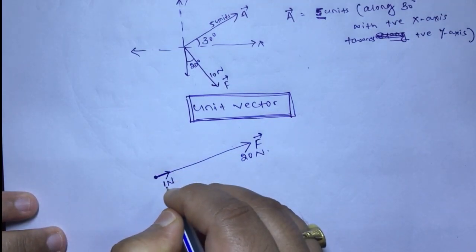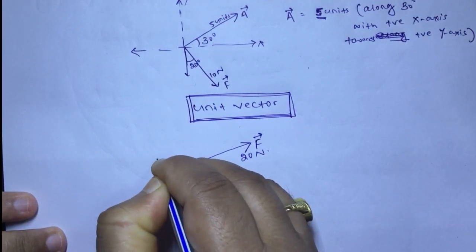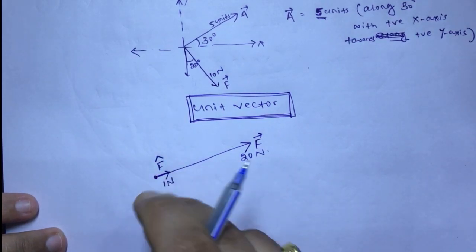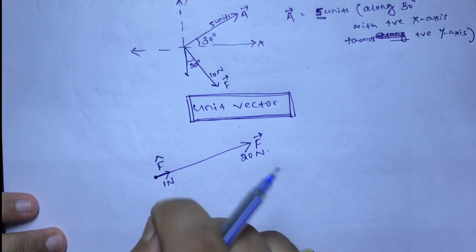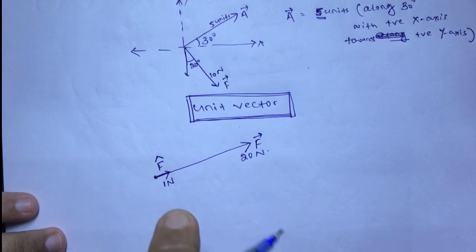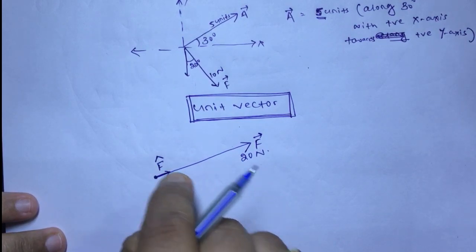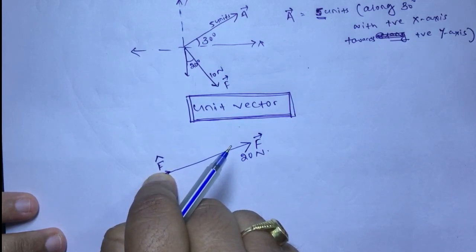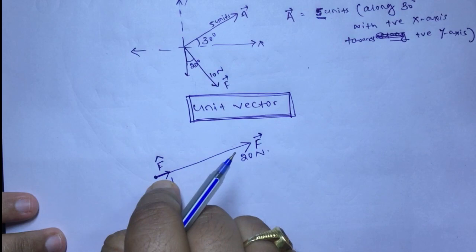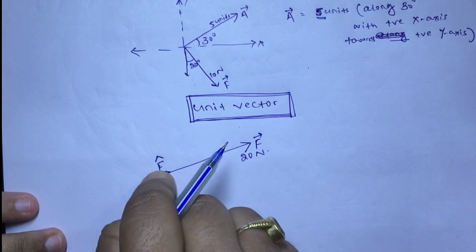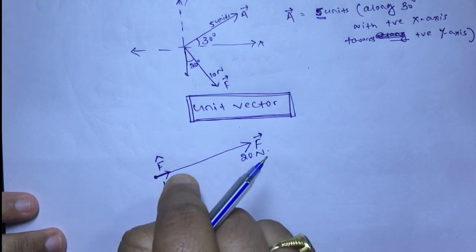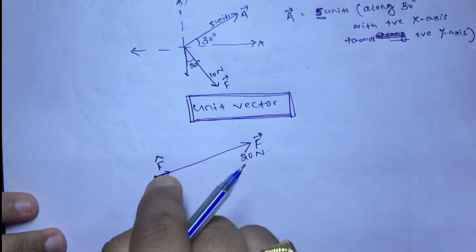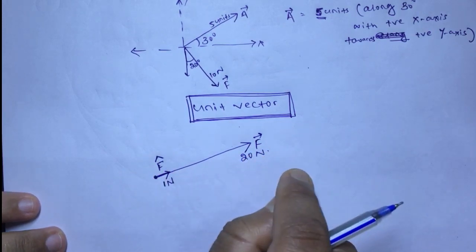And how is that represented? It is written as F cap: F, and above that a cap symbol, and I will read it as F cap. Remember that F cap is also a vector. Although I am not using the vector symbol, it is also a vector. Only it has the special characteristic that it has a magnitude of 1 unit. And what is the direction of F cap? It is along the direction of the F vector.